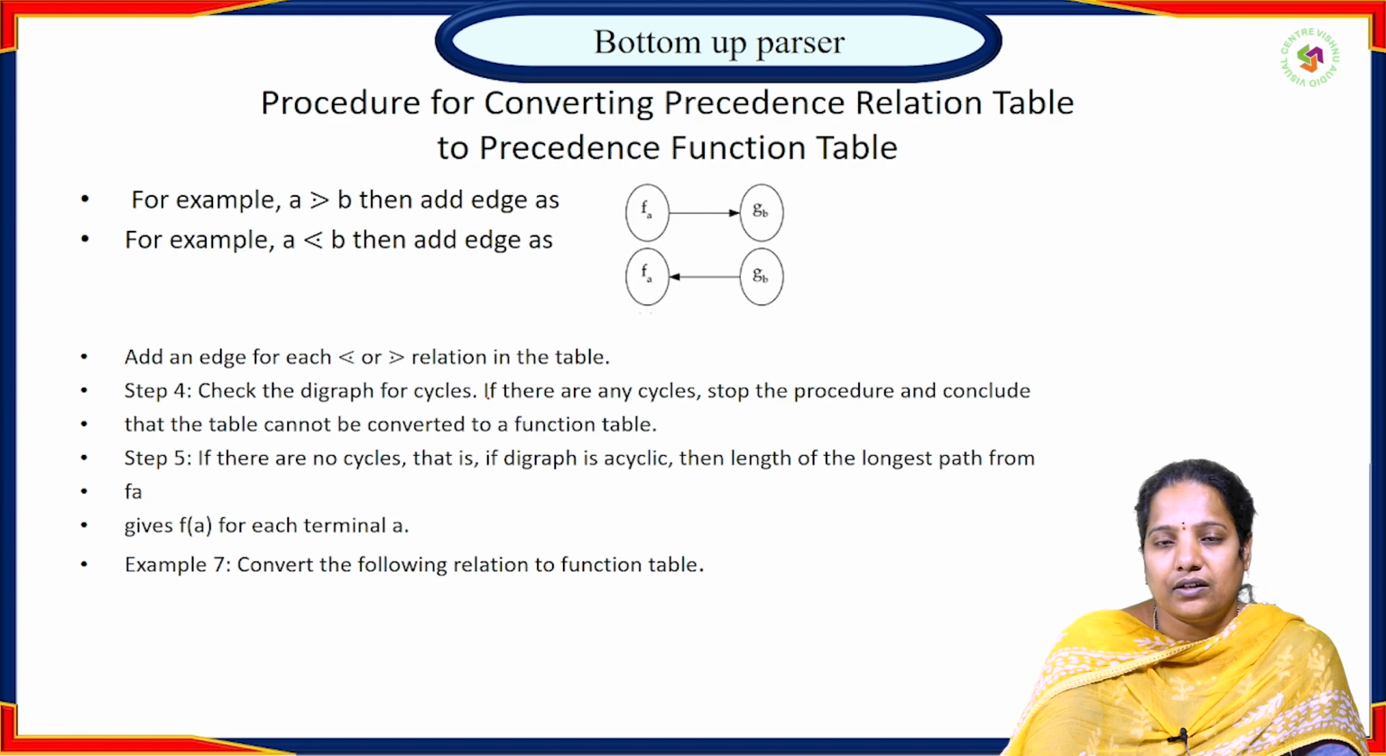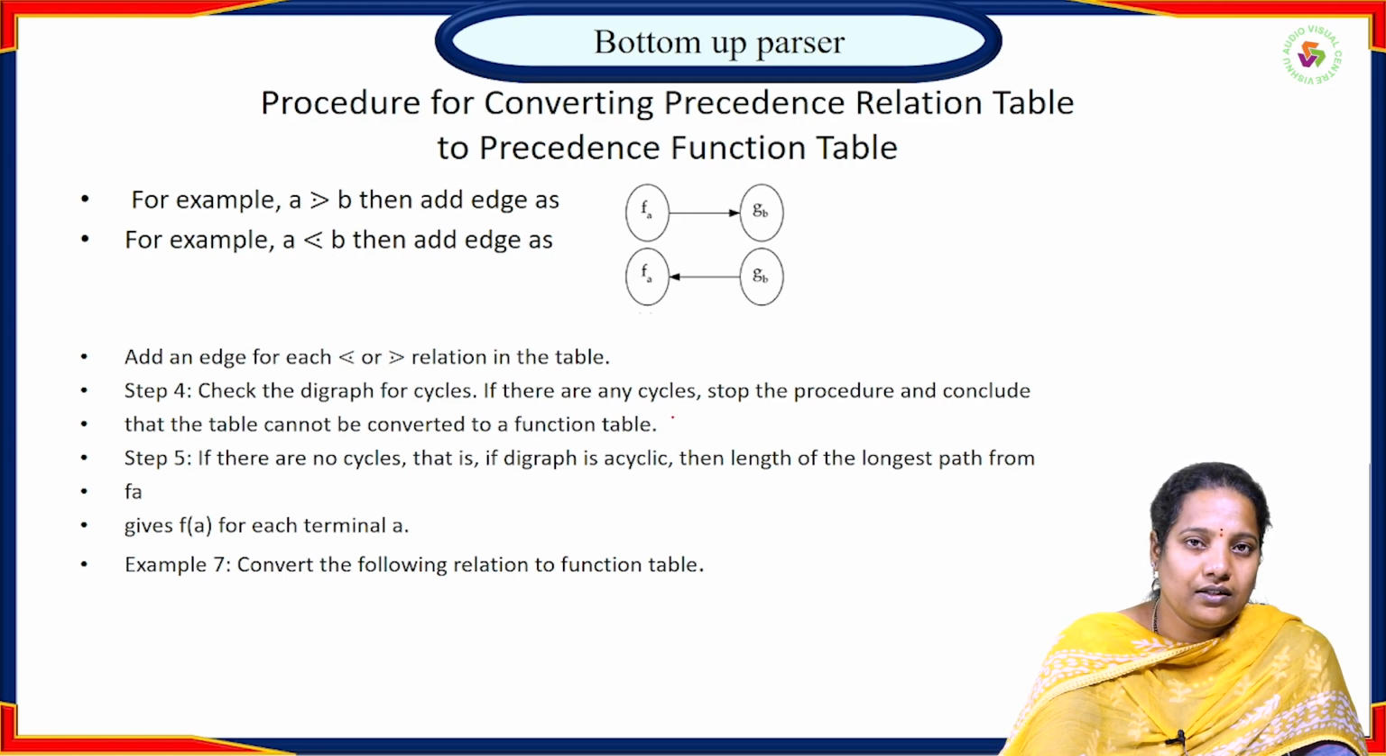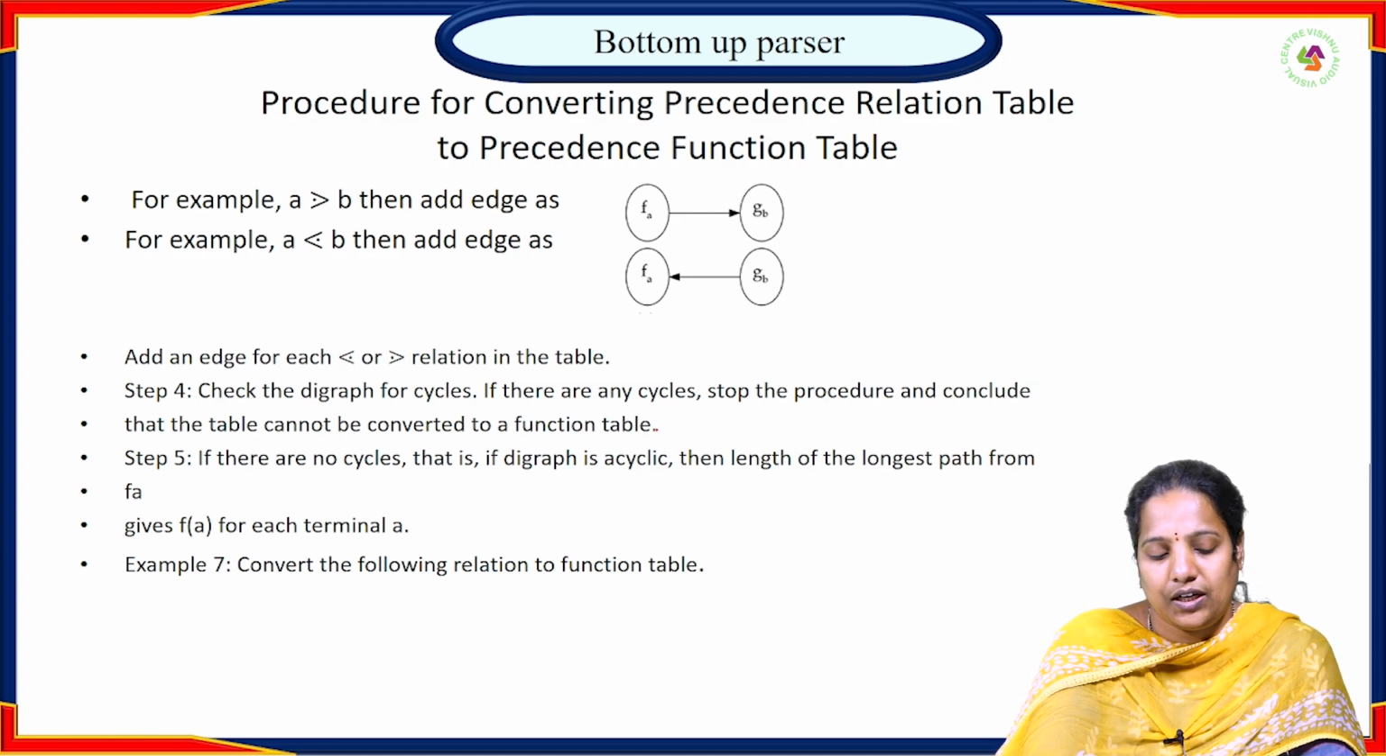Whatever the operator relation table is there, for every operator relation table symbol, we need to construct the diagram. And after constructing the diagram, we need to verify is there any cycle inside the diagram. If there is any cycle inside the diagram, then we need to stop the procedure and declare that we are not able to construct the operator precedence function table.